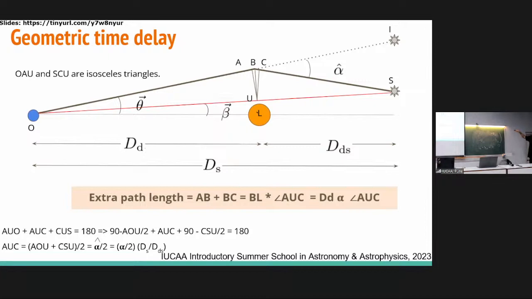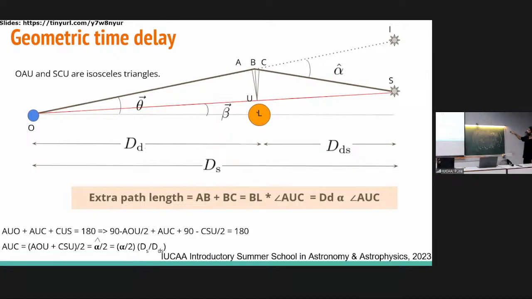Okay, so it's actually, sorry, ub is what I'm talking about. And this distance ub, or I mean, these angles are quite close, and that's why it's alpha times dd. So that's what I will do. So alpha times dd times the angle AUC in radians. That's what we are doing. Now, what is this angle AUC? So the angle AUC is something that we want to work out.